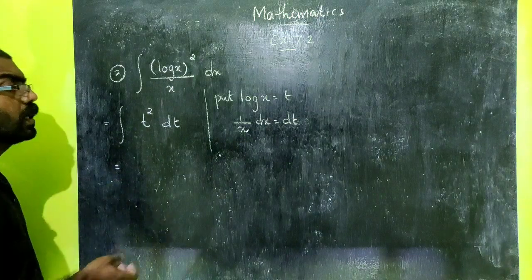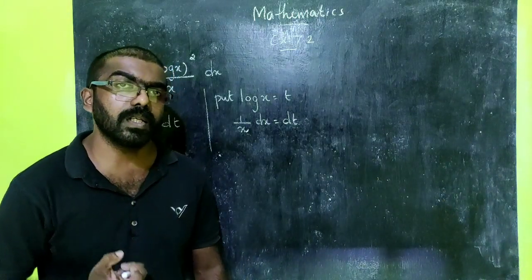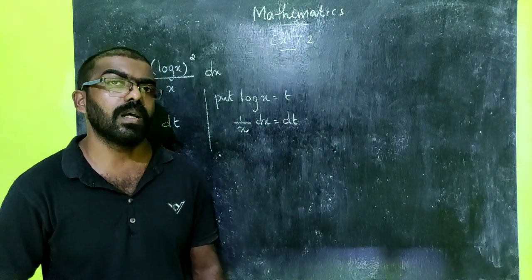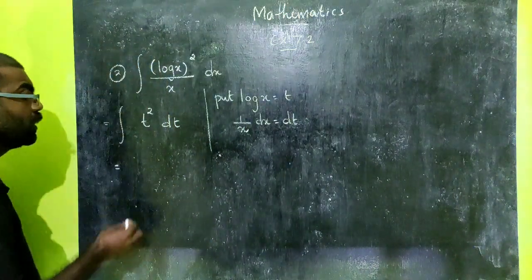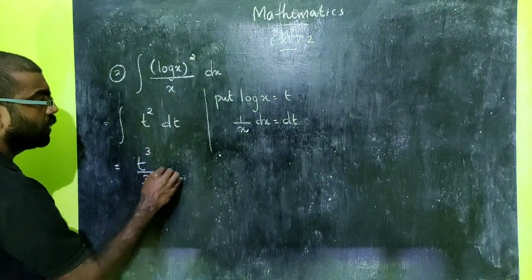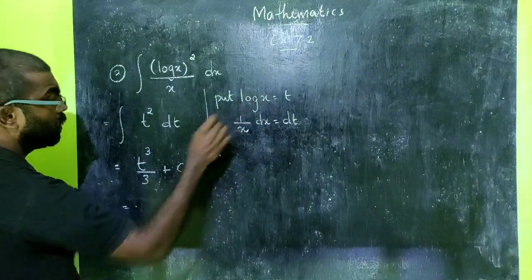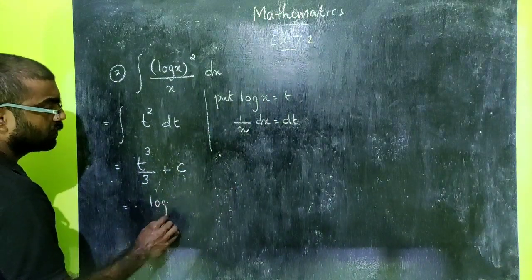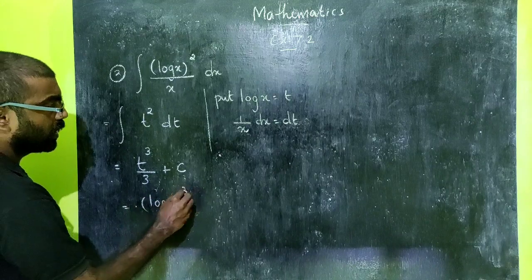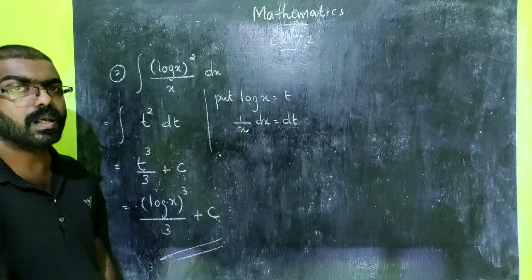And we know the formula, integral x raised to n dx is equal to what? x raised to n plus 1 divided by n plus 1. So here we can write t cube by 3 plus c. Now we can put the value of t here. t is log x. So (log x) the whole cube divided by 3 plus c. Clear?